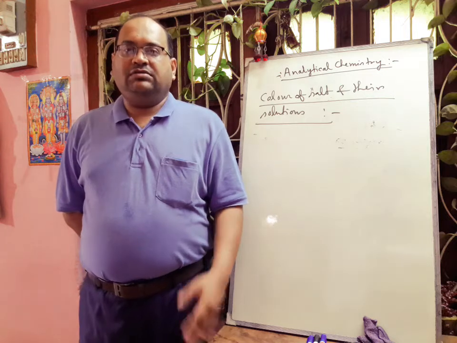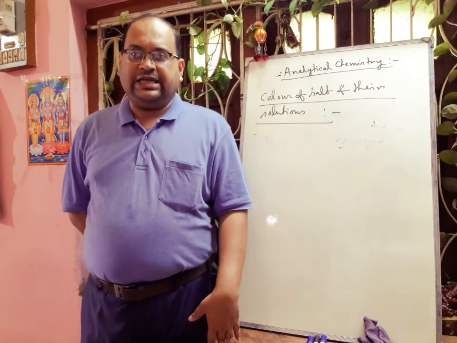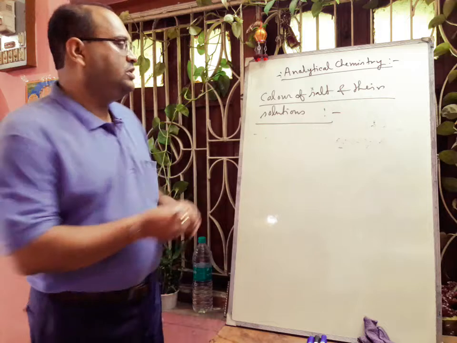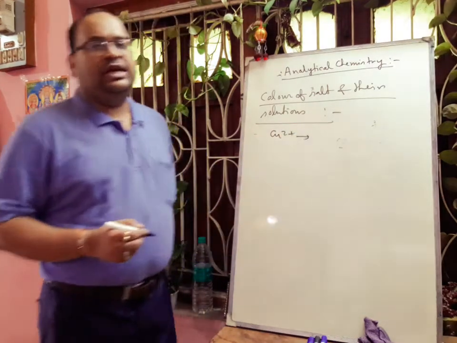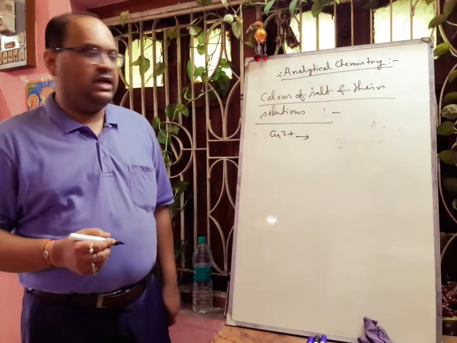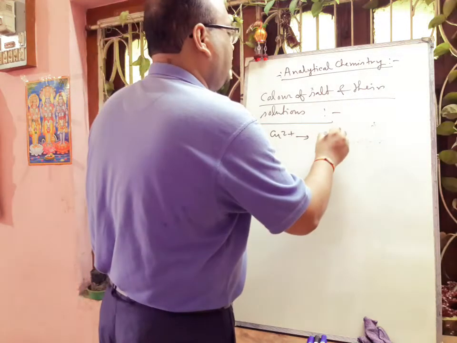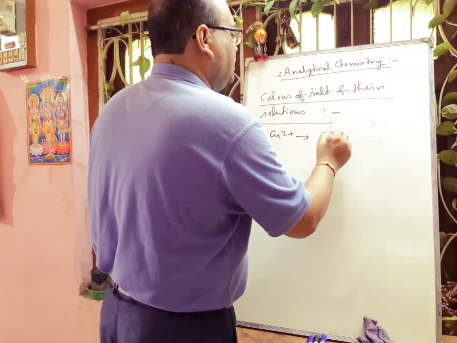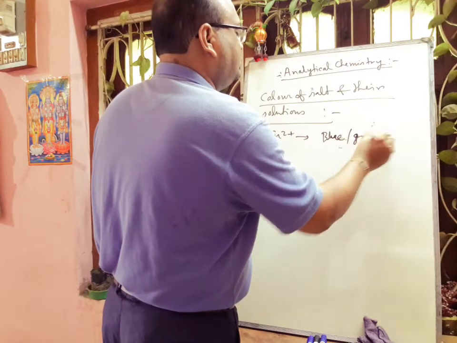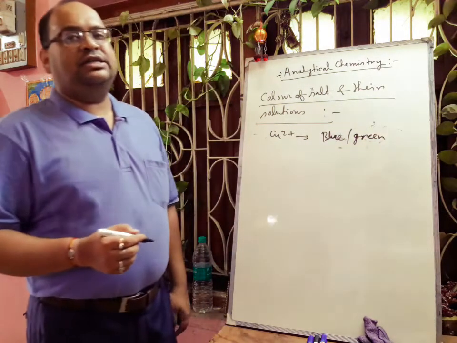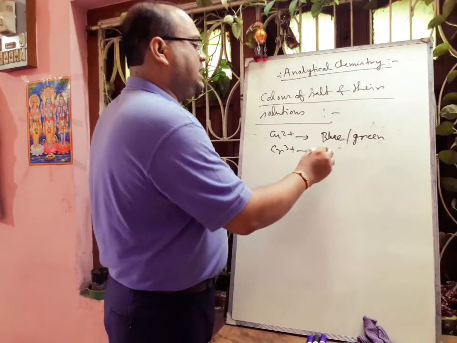Now today I will discuss the different types of colored cations and colored anions. So you know that copper 2 plus salts are generally blue color, and copper 2 plus in solution is also blue or green color. Next one is chromium 3 plus. Chromium 3 plus is generally green color.